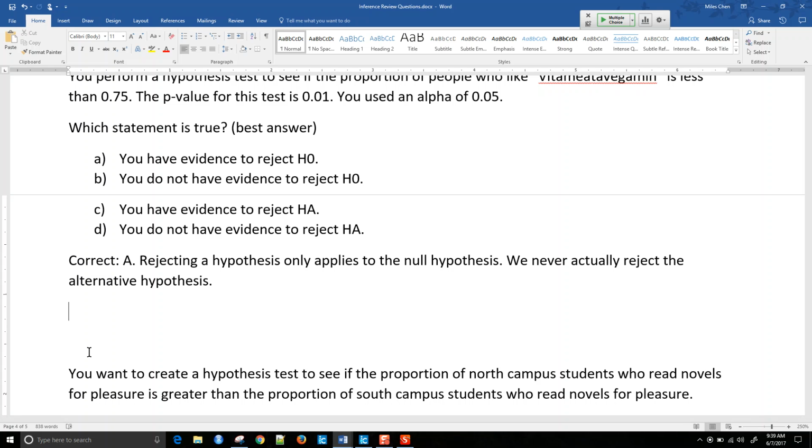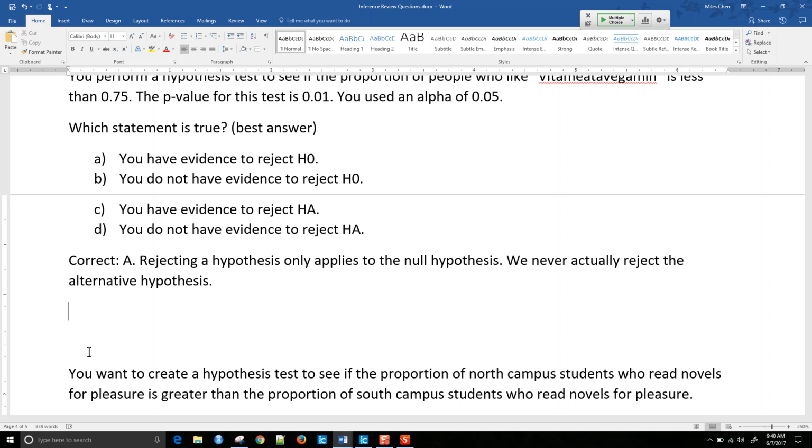So we don't say we didn't reject or we do reject the alternative. We only talk about rejecting the null hypothesis. So if we're talking about the criminal trial and the defendant, we can say we're rejecting the idea that the defendant is innocent. However, we don't say we didn't reject the idea that the defendant was guilty, because we didn't start off with the assumption that the defendant was guilty.